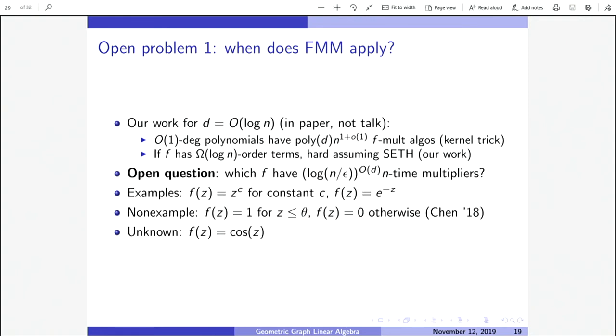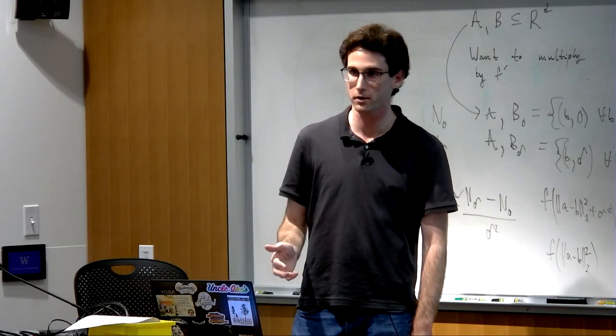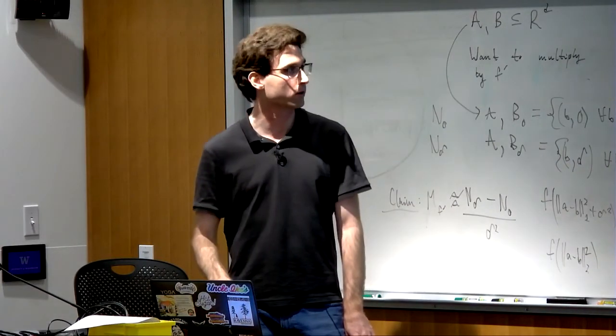We can essentially show that if a function f is not approximated by a polynomial with terms below log n, then it's hard. So we have something that essentially solves the high dimensional case when d is at least log n, but we don't know much about the low dimensional case. In particular, when can you do something like the fast multipole method? When does the fast multipole method work?